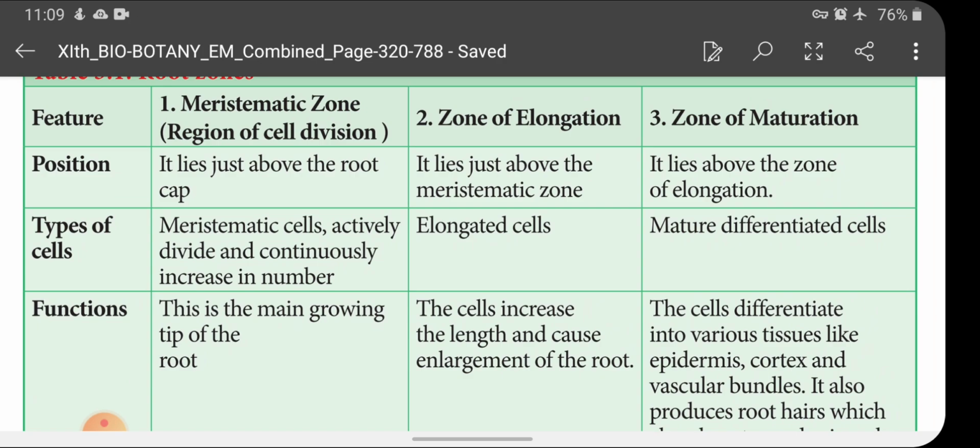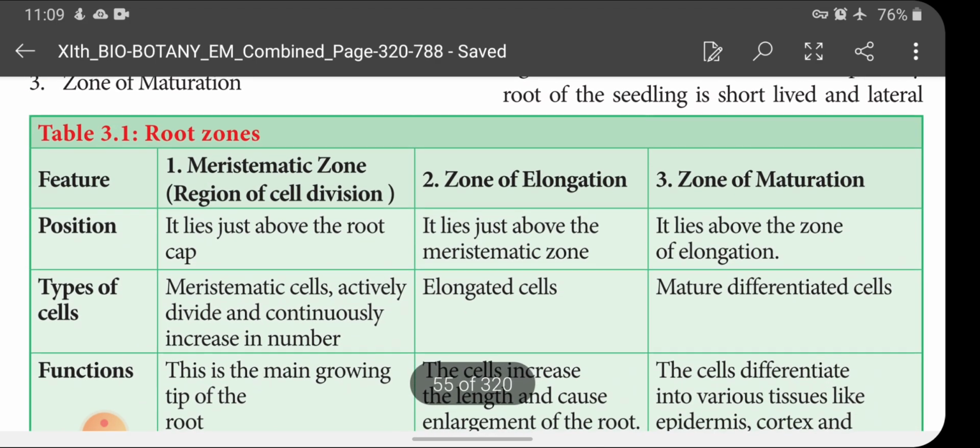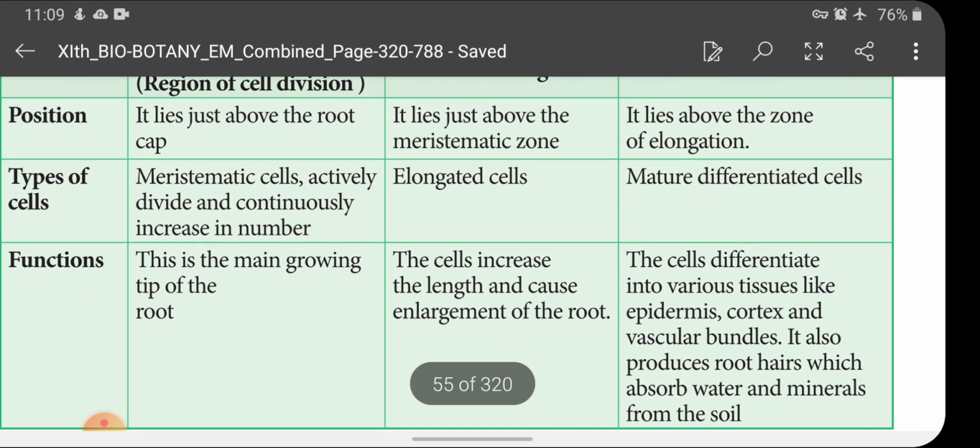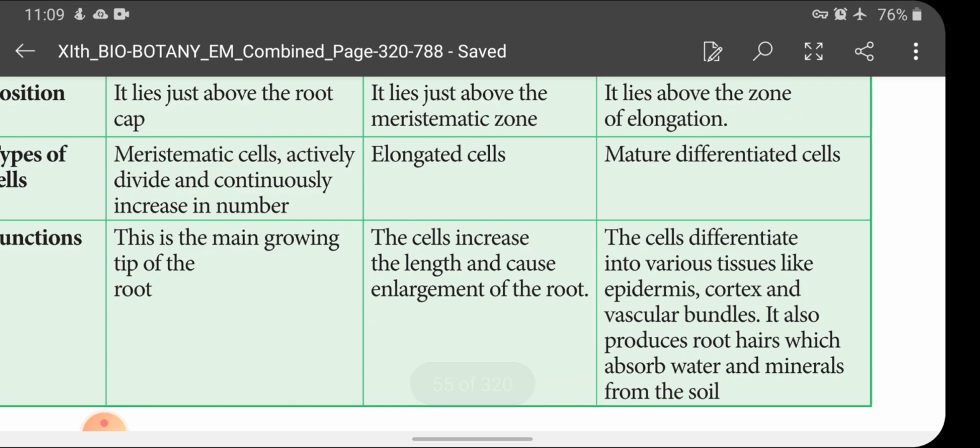Regarding functions, the meristematic zone consists of meristematic cells. Since it consists of meristematic cells, this is the main growing tip of the root. The cells increase in length and cause enlargement of the root in the zone of elongation. And in the zone of maturation, the cells differentiate into various tissues like epidermis, cortex and vascular bundles. It also produces root hairs which absorb water and minerals from the soil.